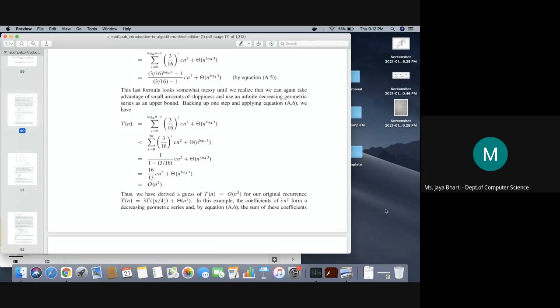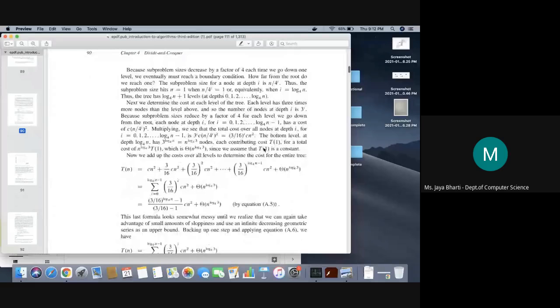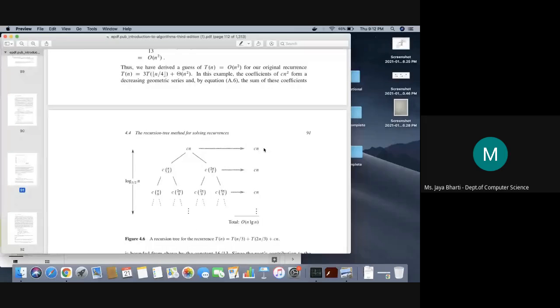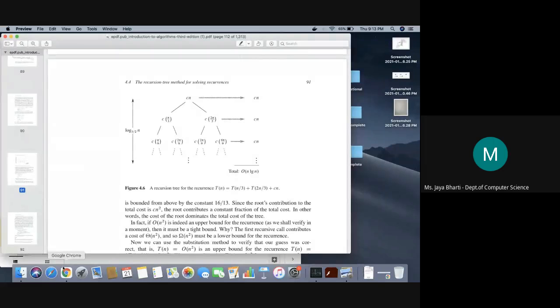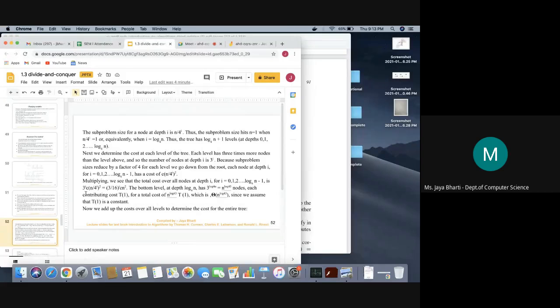So by using the recursion tree, we are going to derive the guess for the substitution method. Okay, so in this example, the coefficients of Cn square form a decreasing geometric series by equation A.6, which, no need to see all this, but now we will see one more recursion. So I will move back to my PPT.